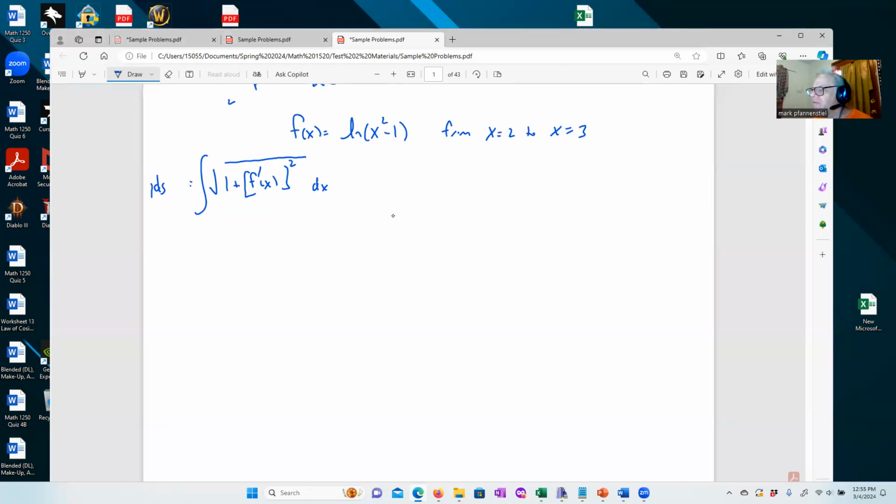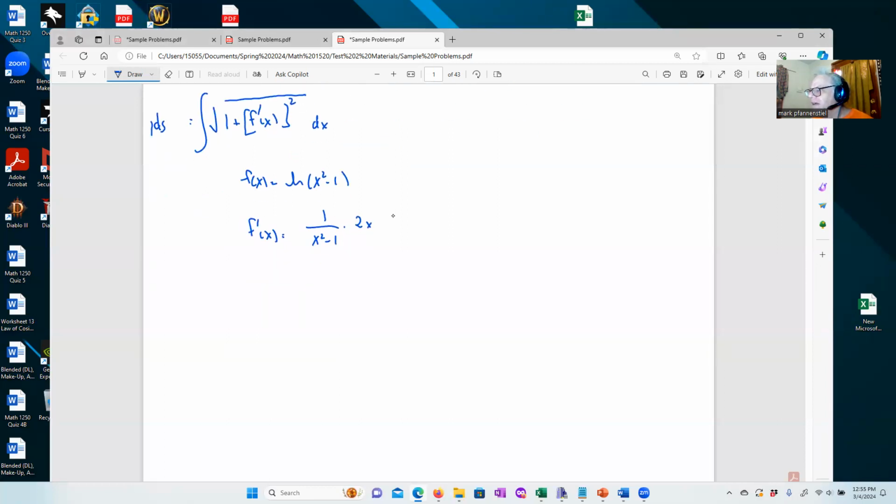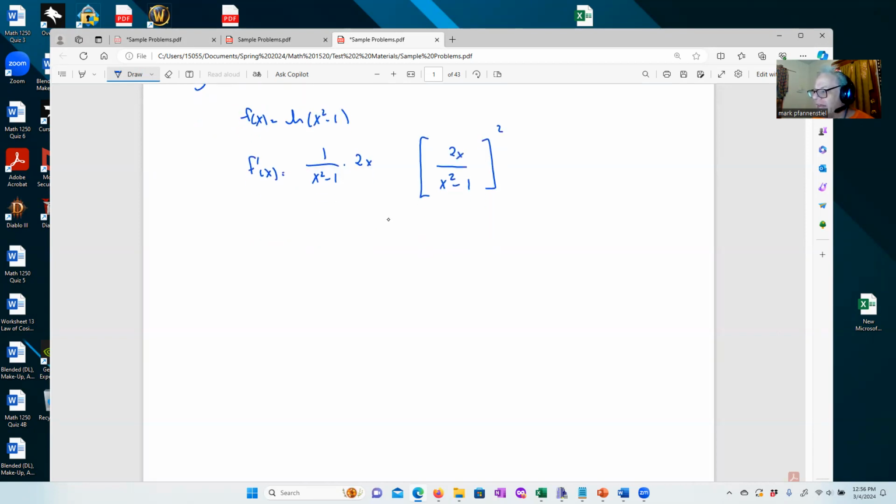So we have f of x equals ln of x squared minus 1. F prime of x equals 1 over x squared minus 1. Don't forget the chain rule, times 2x. So we have 2x over x squared minus 1. Now we got to square this whole thing, because that's the whole idea here. So we're going to get 4x squared over x squared minus 1, squared.